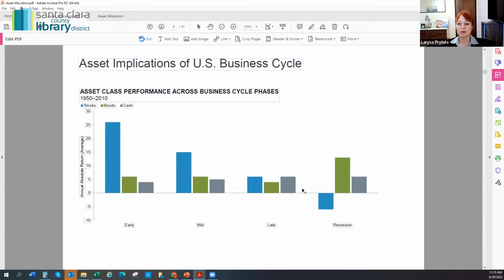So this is showing that stocks are blue, bonds are green, and cash is gray. Different performance of different asset classes. What is an asset class? It's basically bonds, stocks, and cash. So you can see in the early cycle, stocks play a huge role and they grow the most. You can see returns of 20, 25%. In the mid and late cycle, the stock performance goes down, but the bond performance actually holds pretty well.